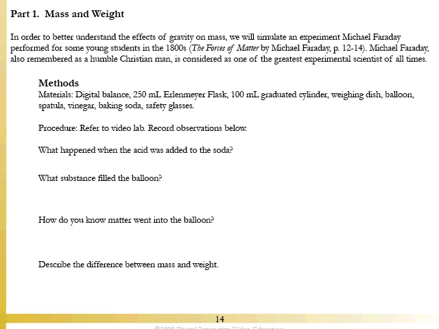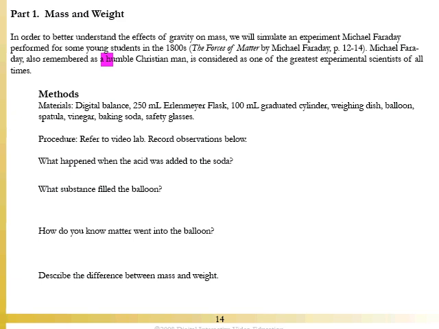In order to determine an object's density, we need to know its mass and its volume. But we measure the mass indirectly. When you put something on a balance, what you're really doing is you're observing the effect of gravity on that mass. And so to understand better the effects of gravity on mass, we will simulate an experiment by Michael Faraday. He performed this for some of his young students back in the 1800s. Michael Faraday was a humble Christian man, but he's also considered one of the greatest experimental scientists of all times.